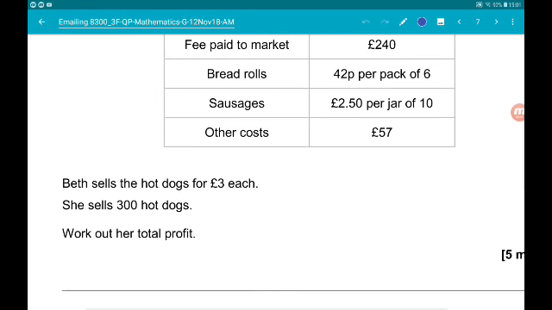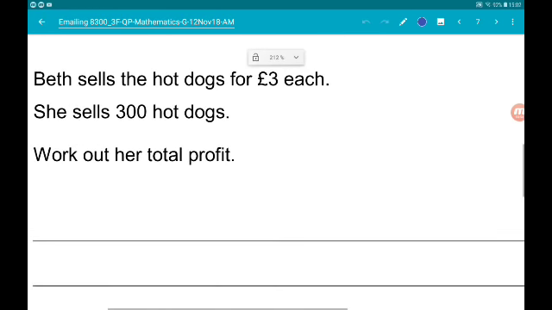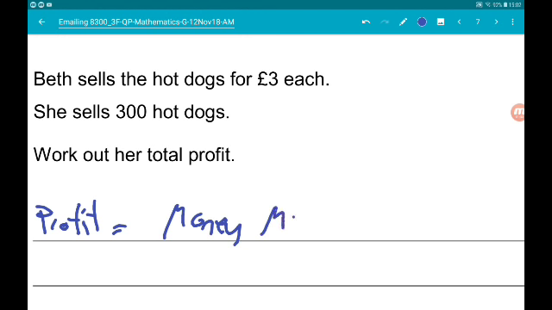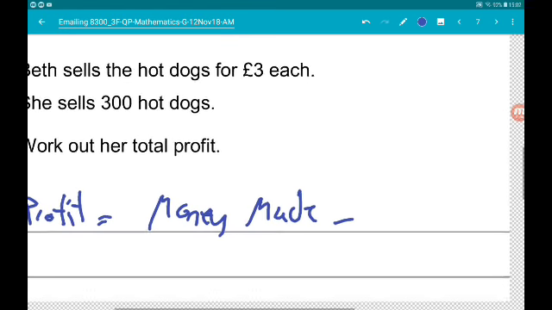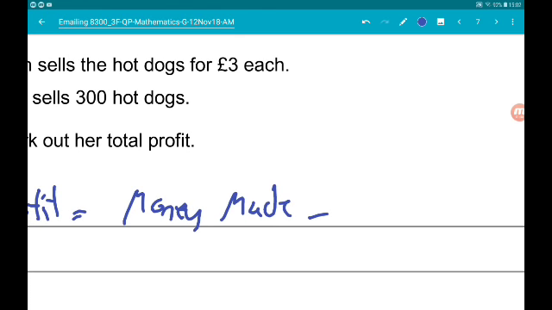Beth sells the hot dogs for £3 each. She sells 300 hot dogs, work out her total profit. 5 marks. Okay, first of all, profit is money that she makes, so money made, minus money she had to spend, so minus her costs. So for example, if I bought a bottle of Coke for £1 and then sold it for £1.50, I've made 50p profit.